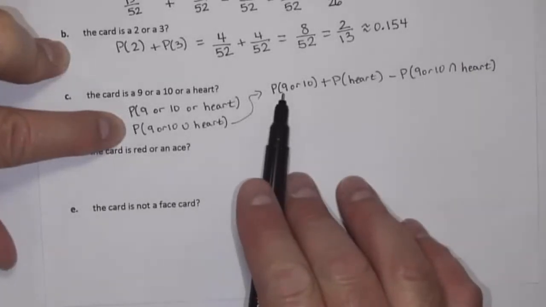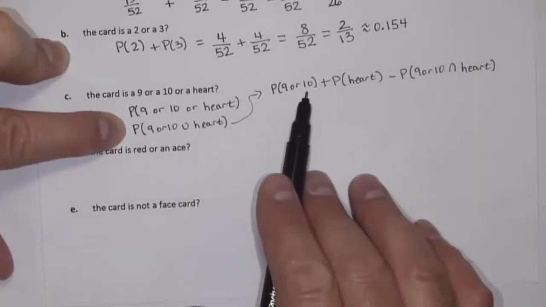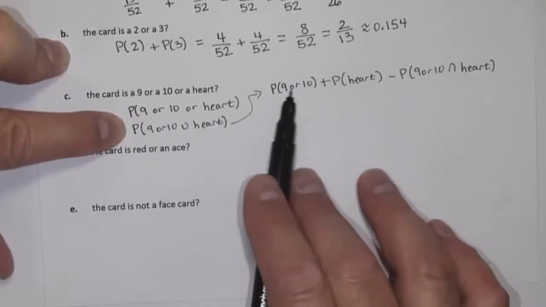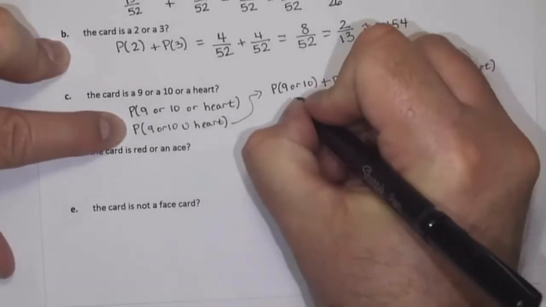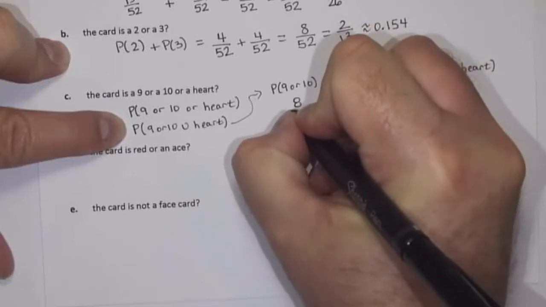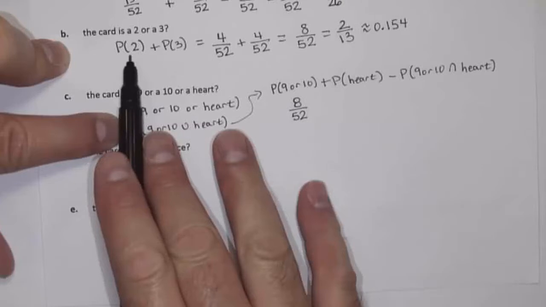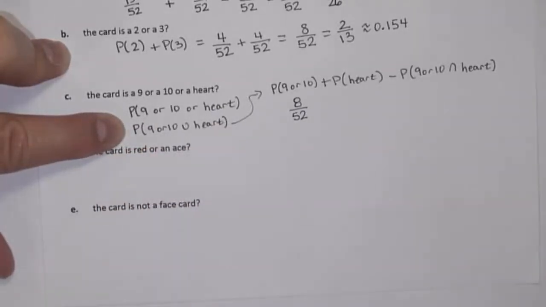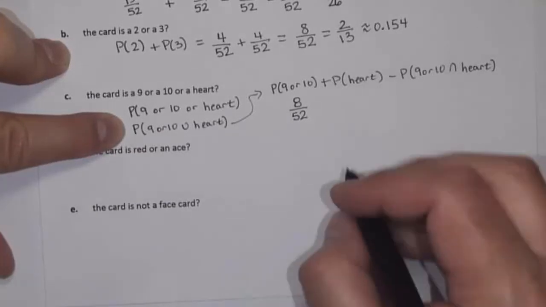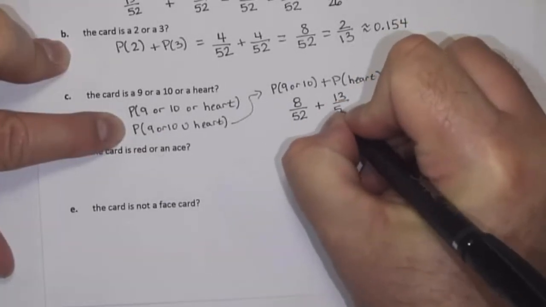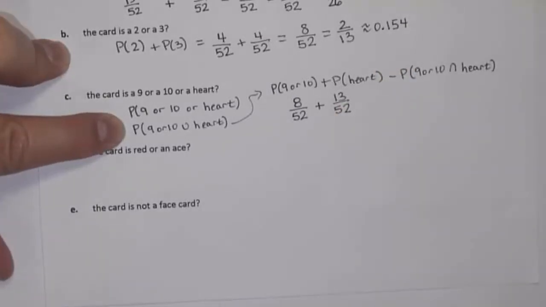Well, there are 4 9s and there are 4 10s. So there are 8 9 or 10s. Again, those are mutually exclusive. So the probability of being a 9 or a 10 would be 8 out of 52. Incidentally, just like the probability of being a 2 or a 3 was 8 out of 52. The probability of being a heart, well, that is 13 out of 52 because there are 13 hearts.